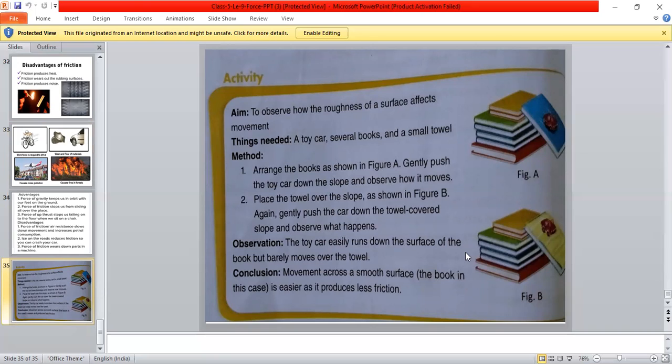So with this, we can understand that movement across smooth surfaces is easier as it produces less friction. Whereas in the second case, in figure B, as we have put a towel on the books, the surface has become rough and it was difficult for the car to move.